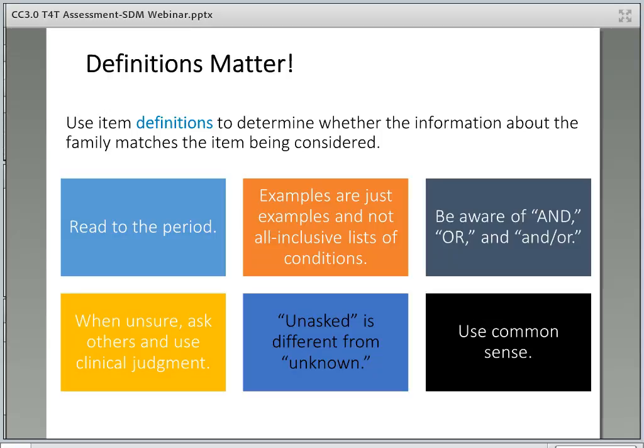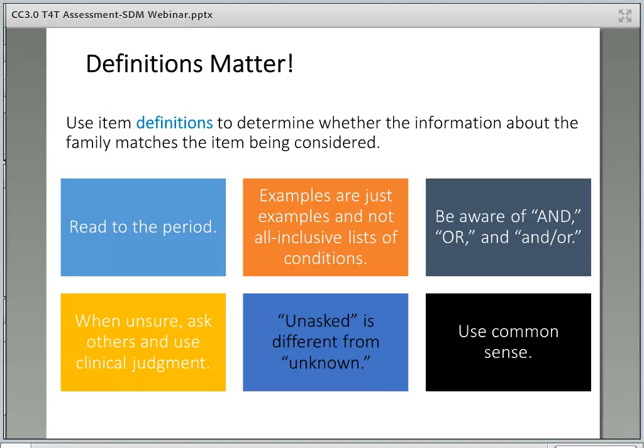Third, remember that information that has not been asked about is different from information that is unknown. If information is unknown, the definitions should be applied in a manner that is focused on child safety. Fourth, the purpose of examples in the definitions is to offer an illustration about the threshold, nature, severity, and so forth of what is intended by the definition. If an example fits your situation, it does not mean the whole definition applies. Conversely, if your situation is not specifically listed in the definition, it does not mean the definition does not apply.